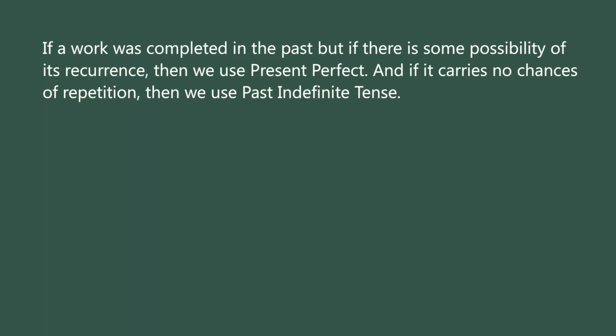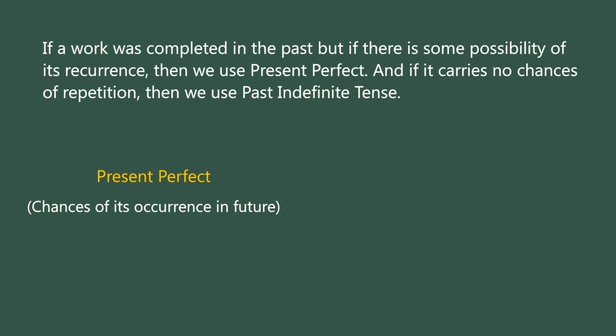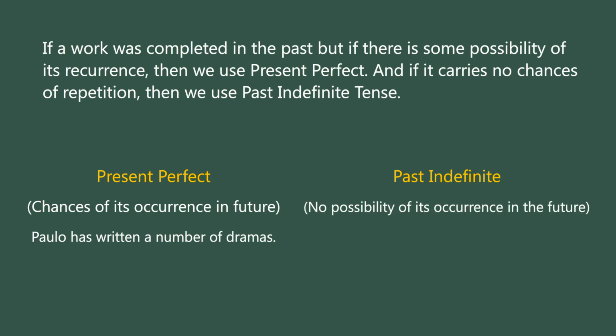If a work was completed in the past, but there is some possibility of its recurrence, then we use present perfect. And if it carries no chance of repetition, then we use past indefinite tense. Like, present perfect, chances of its occurrence in future: Paulo has written a number of dramas. Past indefinite, no possibility of its occurrence in the future: Shakespeare wrote a number of dramas.